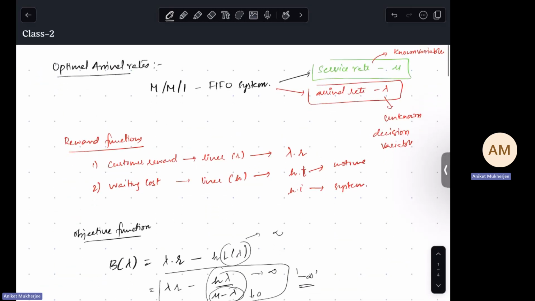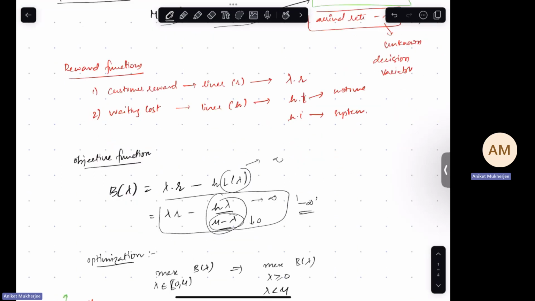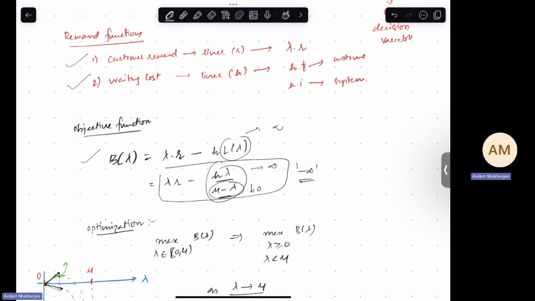Today we saw optimal arrival rates for an MM1 FIFO system where the service rate is fixed and the arrival rate is not known. We defined two reward functions: one is the customer reward and one is the waiting cost. We defined the objective function, which is a sum of your reward and cost. You add all the rewards and subtract all the costs, and then maximize the reward. Or you could add all the costs, subtract all the rewards, and minimize cost. The previous one was maximize rewards and minimize cost.